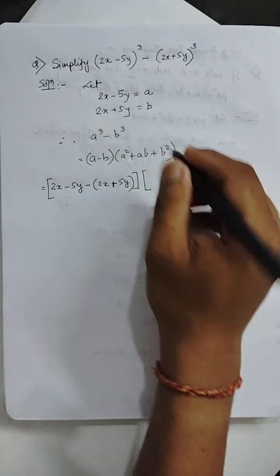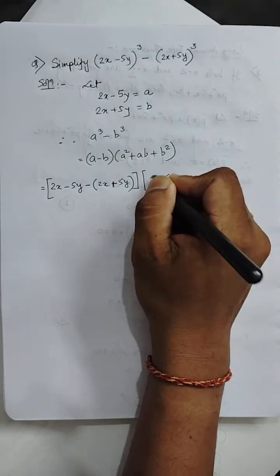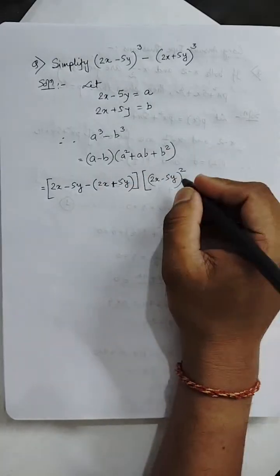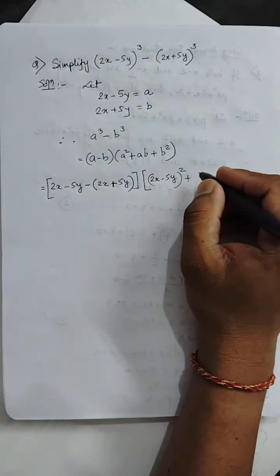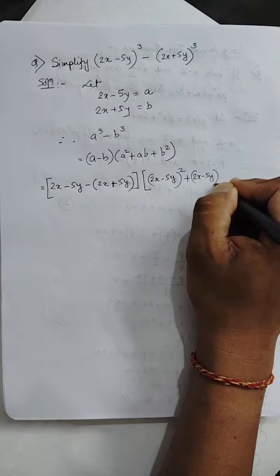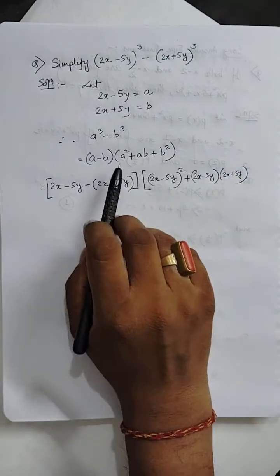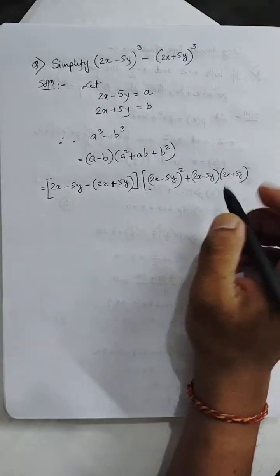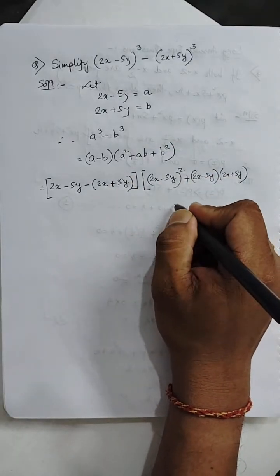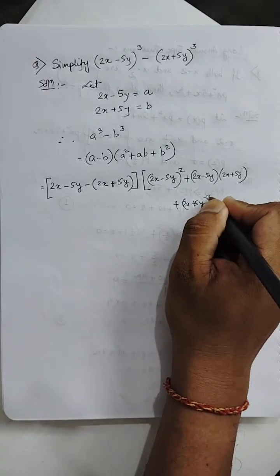And then a whole square, meaning (2x minus 5y) whole square, a into b, (2x minus 5y) into (2x plus 5y), and then b square, (2x plus 5y) whole square.